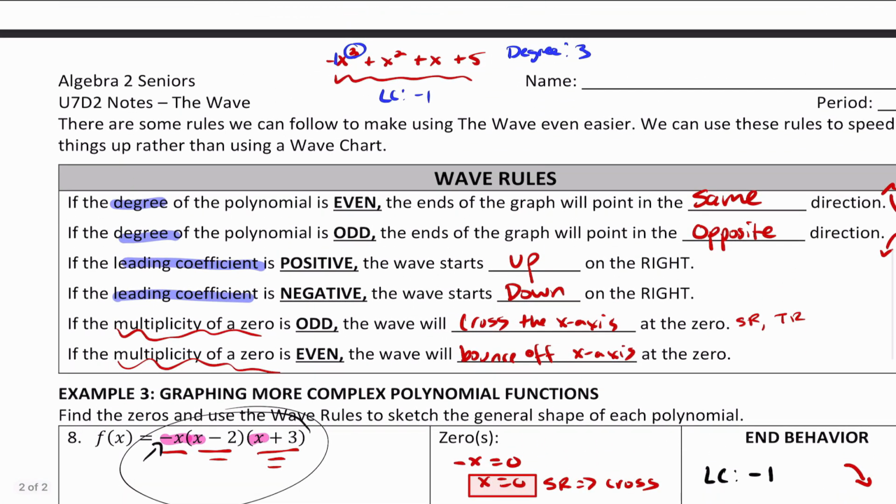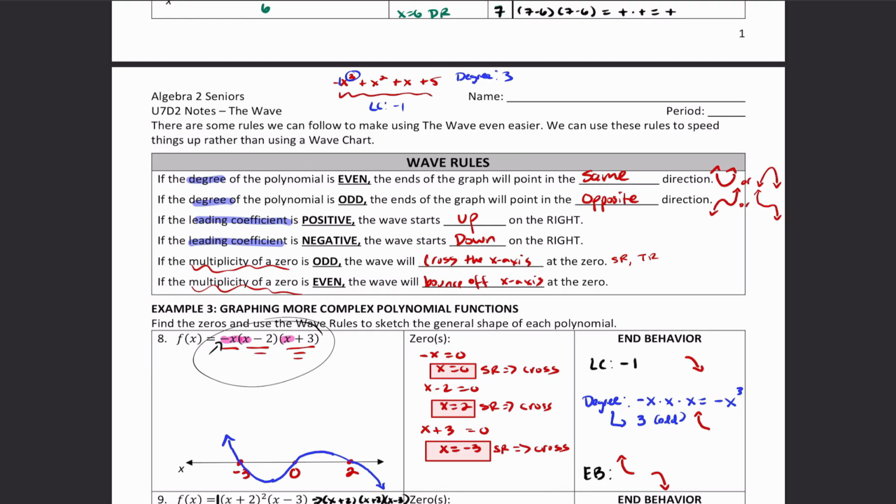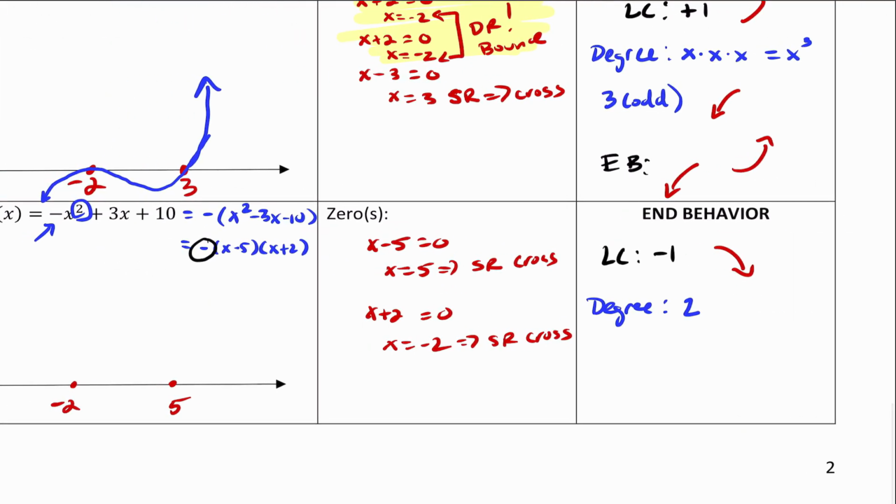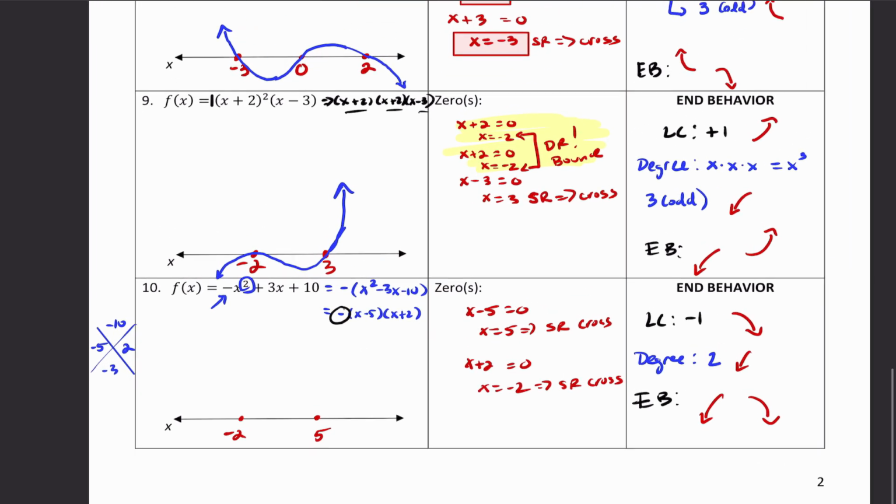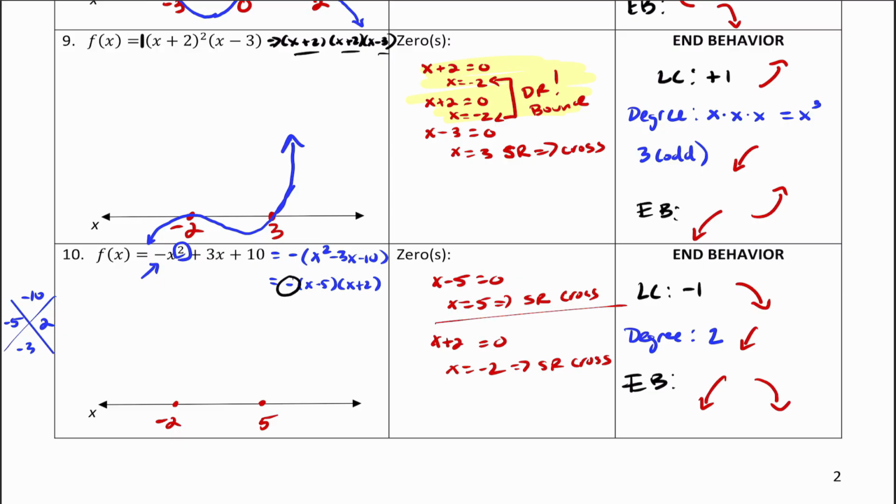And this one's different. We were dealing with odd degrees. This time we're dealing with an even degree. So if the degree of the polynomial is even, the ends of the graph will point in the same direction. So if this is pointing down, then this has to be pointing down as well. But in this case, it's going to be down, left, or left down, however you want to call it. So the end behavior should look like this.